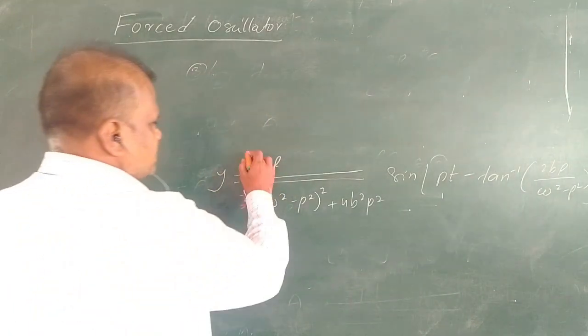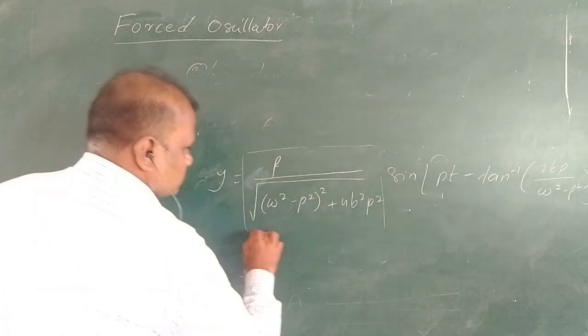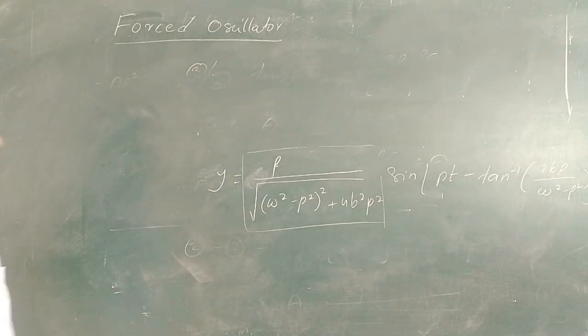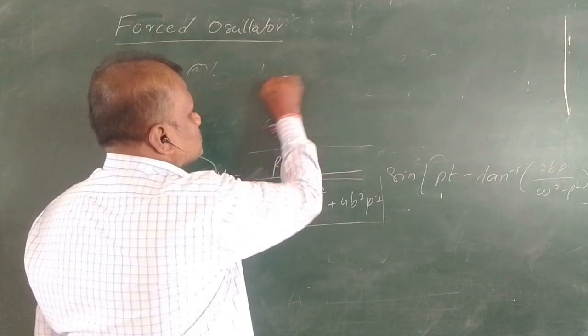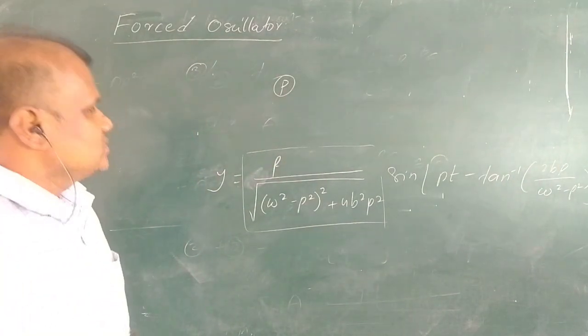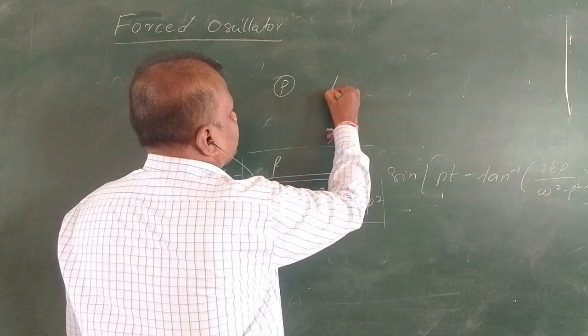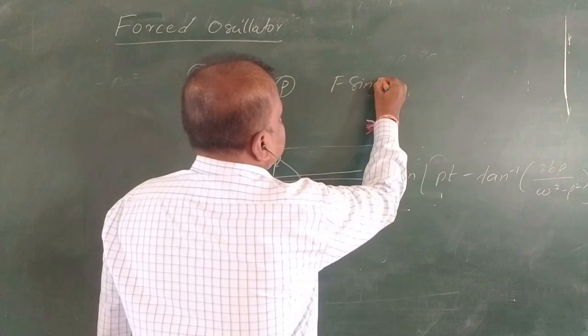This is the amplitude of the forced oscillator, and the amplitude depends on small p. This is because we have taken the external force as f sin pt.